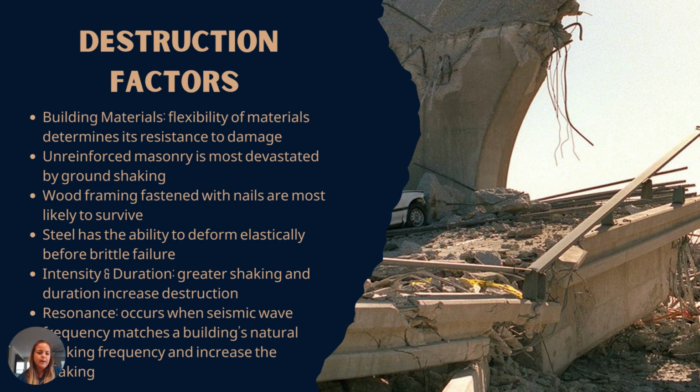So when all of these things happen, we see a lot of destruction, right? A lot of our building materials cannot withstand earthquakes, especially at high magnitudes. Depending on the flexibility of your material, you're going to see a lot of damage. The most devastated that we see is unreinforced masonry. The wood framing is usually the most likely to survive. And then steel is really good in its ability to move elastically before it fails.